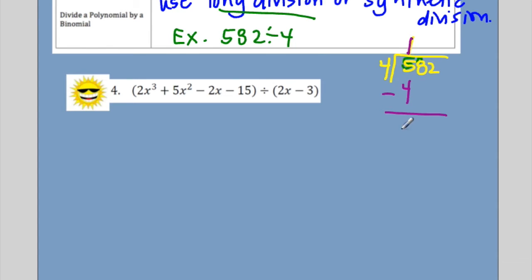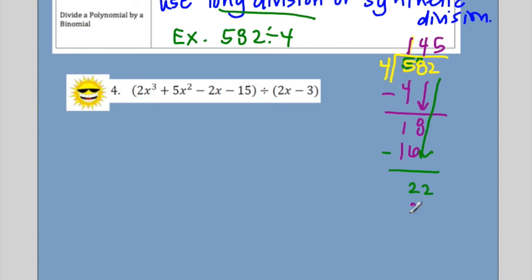Remember how we always subtract, so this brings 1, then you bring down the 8. So now I say, how many times does 4 fit into 18? Well, 4 times. 4 times 4 is 16. Remember how we always subtract. Gives us 2. We bring down this 2, so we have 22. Now I would say, how many times does 4 fit into 22? Well, it fits in 5 times.